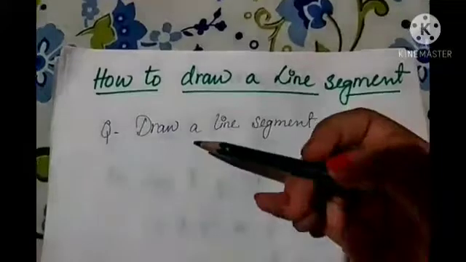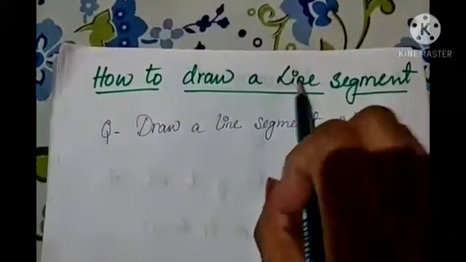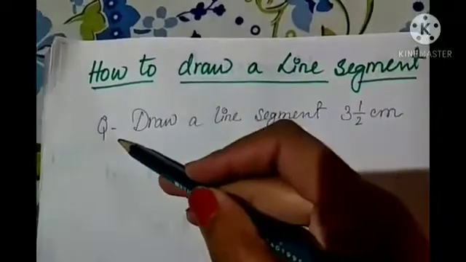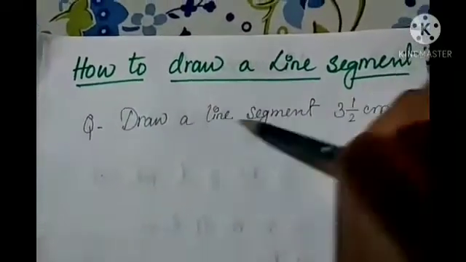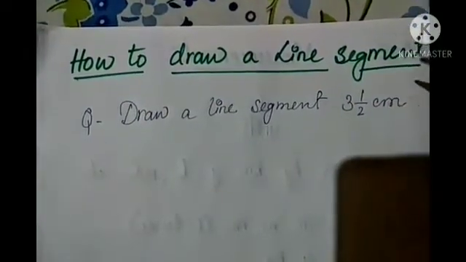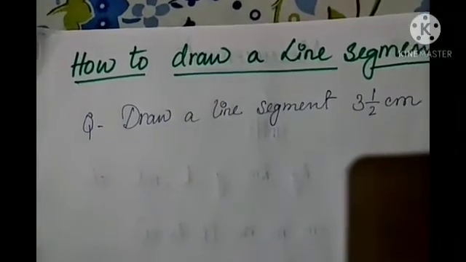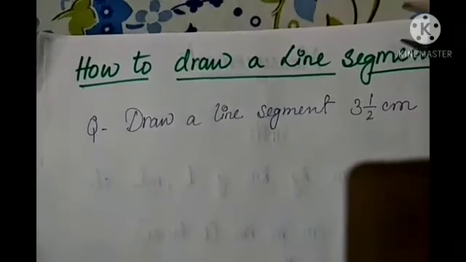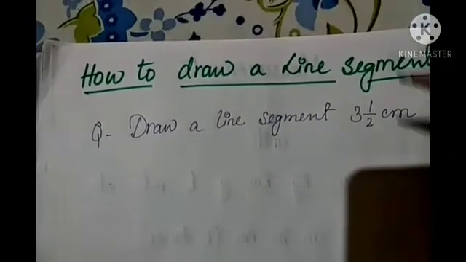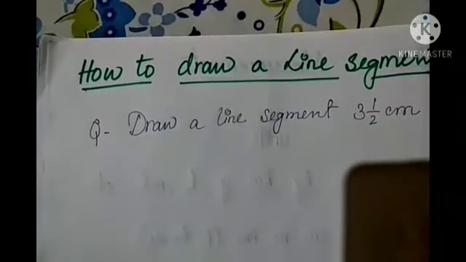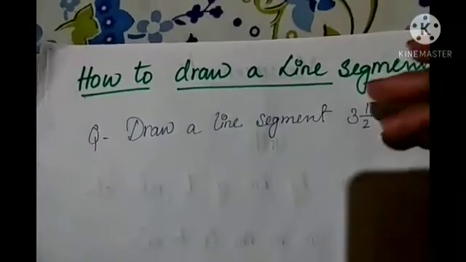Now our next topic is how to draw a line segment. Here I have one question. You see, draw a line segment of 3.5 centimeter. So what happens, sometimes when we measure, we may not find the length exactly up to the centimeter mark, right? It may be a little more or in between two numbers. So how can you draw that?